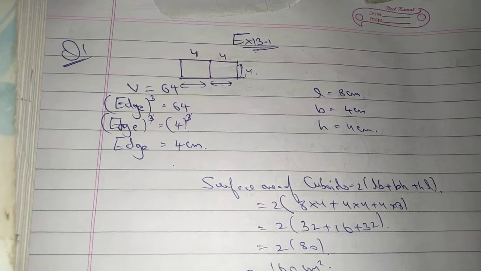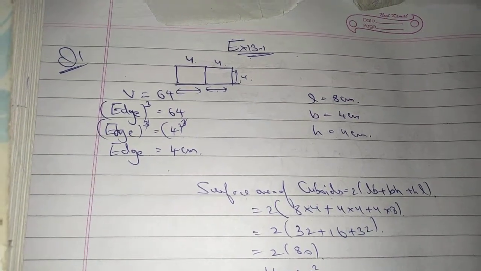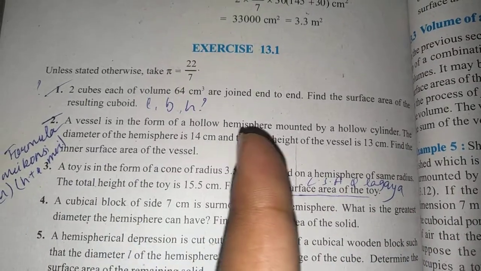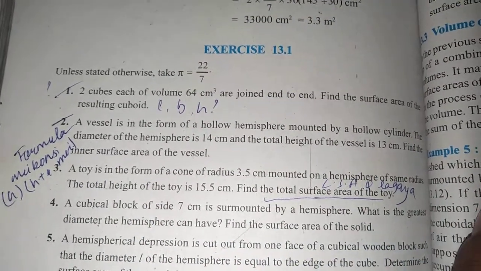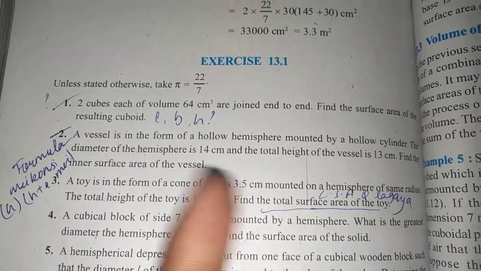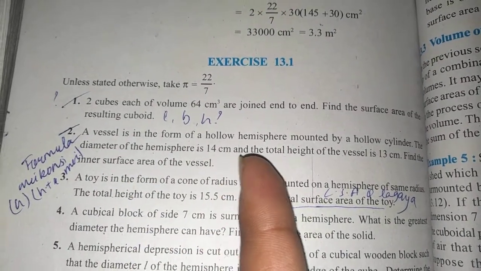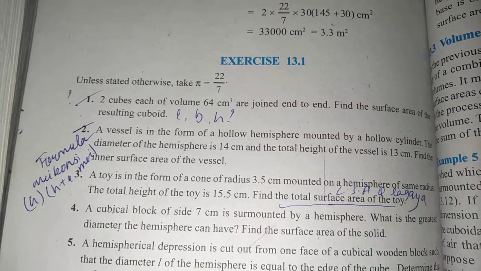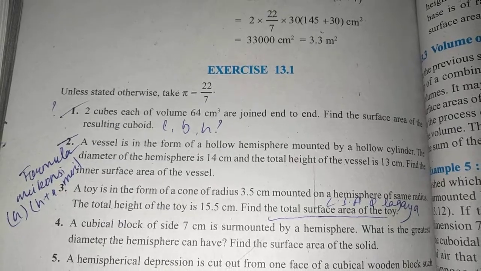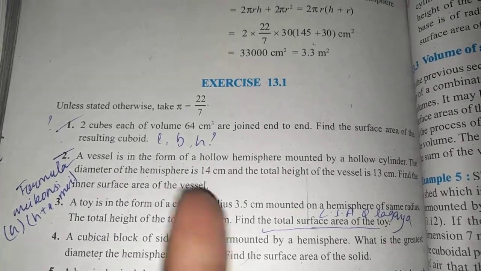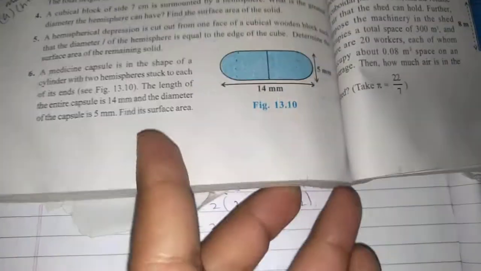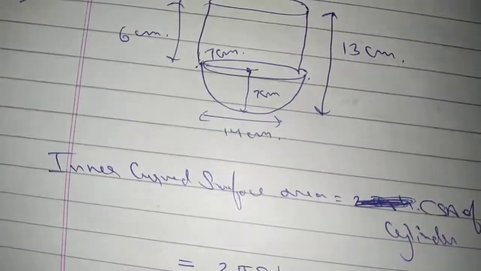Now clear? Now question number second. A vessel is in the form of a hollow hemisphere mounted by a hollow cylinder. The diameter of the hemisphere is 14 and the total height of the vessel is 13 centimeter. Find the inner surface area of the vessel. So the diameter is given, the total height of the vessel is given.